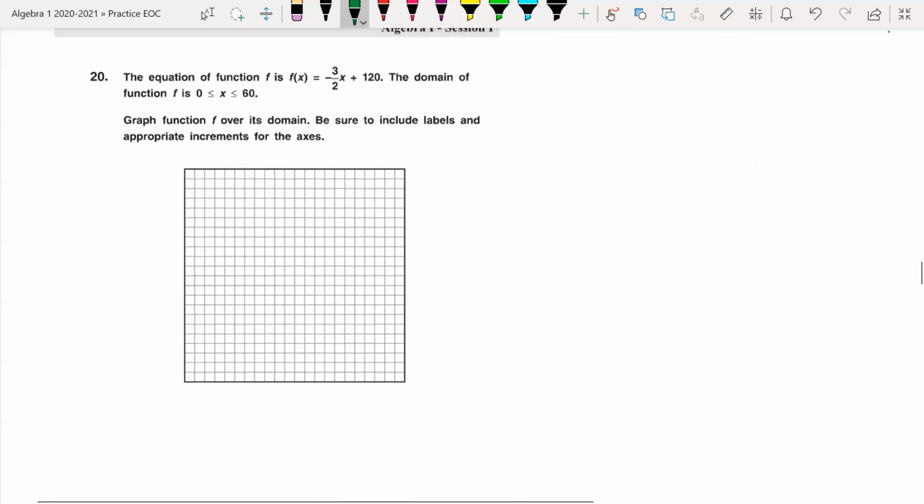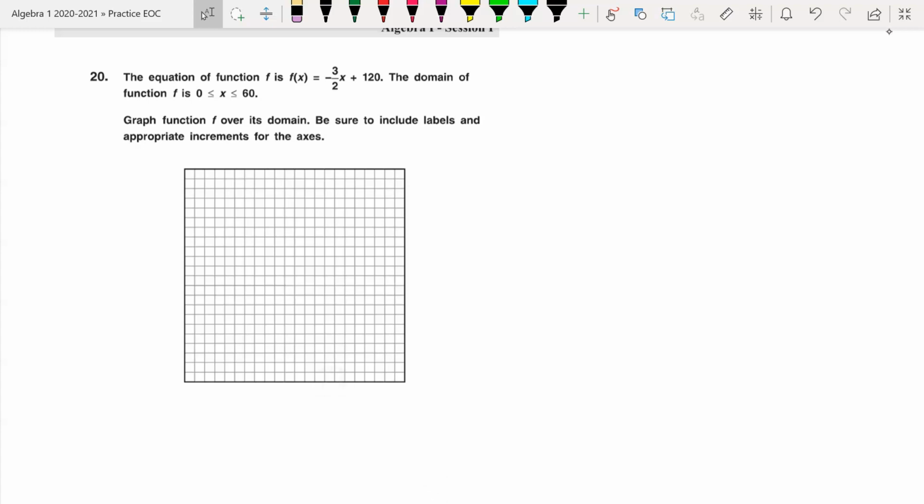Okay, last question for today. It says the equation of function f is f of x equals negative 3 halves x plus 120. The domain of the function is this. Graph function f over its domain. Be sure to include labels and appropriate increments on the axis. It's kind of up to you on how you want to do this. The big thing is your x values go from 0 to 60.